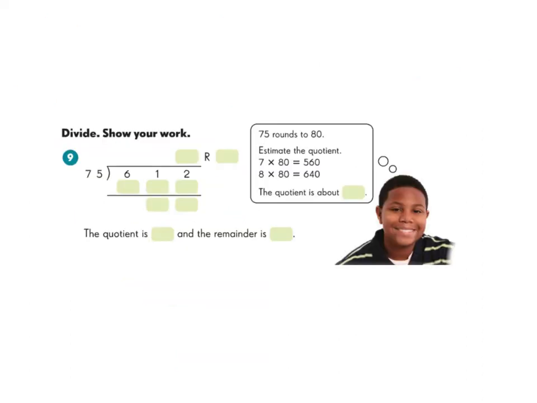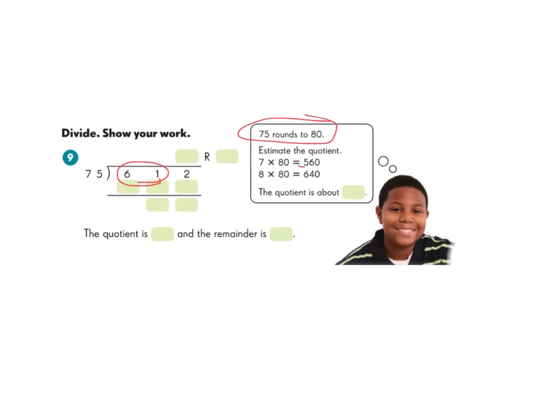Let's work another example together. In this problem, we're dividing 612 by 75. We're going to round 75 to 80 to estimate our quotient. Once again, we need to look for our compatible number. What's a number close to 61 that 8 would go into equally?